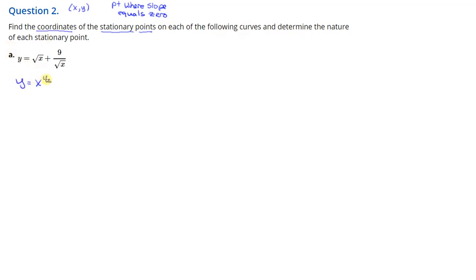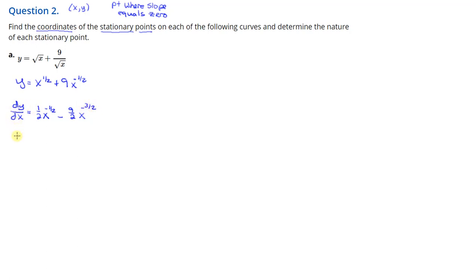So the first thing we're going to do is rewrite this function so the powers are visible and they're not in the denominator of a fraction. And then we're going to use the power rule to find the derivative. Multiply times the exponent and then bring down the exponent by 1. And then multiply by the exponent. So that's going to be 9 halves. And then bring that down. That'll be negative 3 halves.